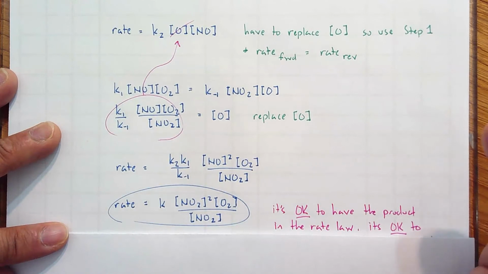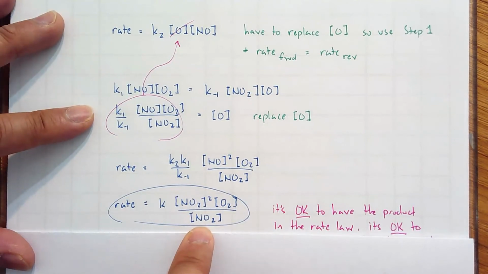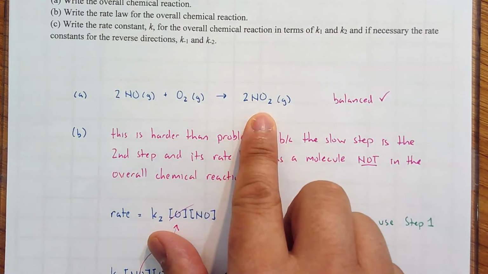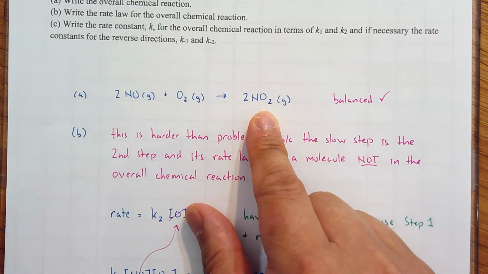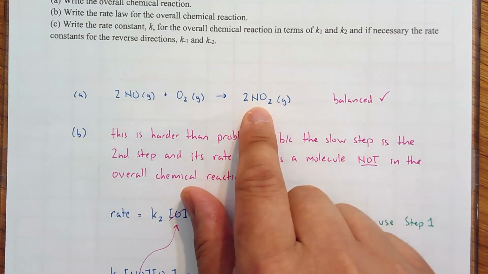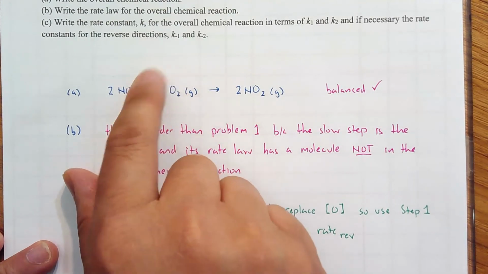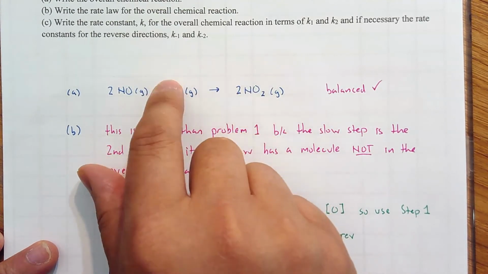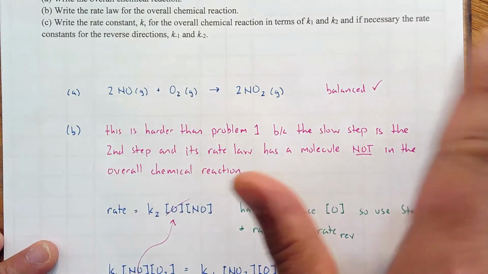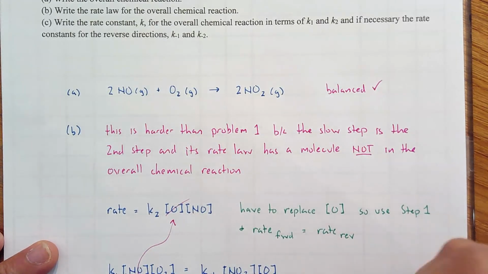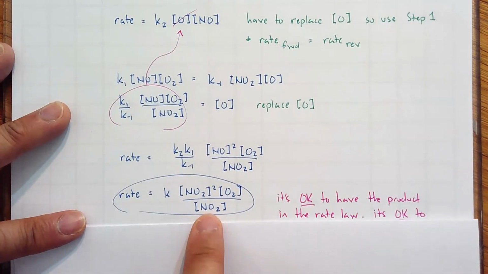The other thing, and maybe this is even more surprising, is that NO2 is a product. So this may be the first time you saw anything in the denominator, but it's probably one of the first times you've seen a product concentration in the rate law. Normally, if you have A plus B equals C, the rate equals k times the concentration of A times the concentration of B, period, raised to their exponents, m and n. But here we have a denominator, and it is a product.